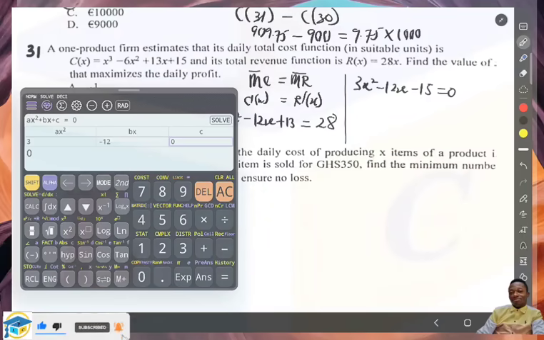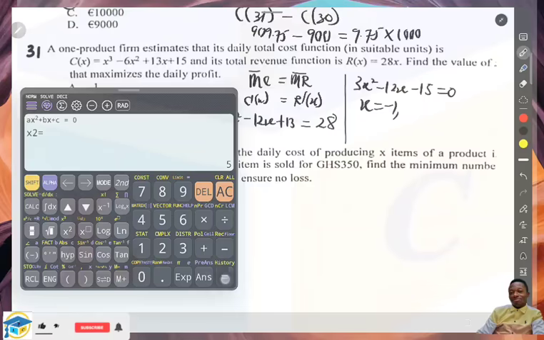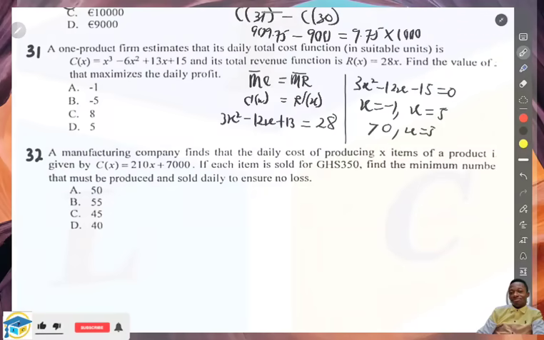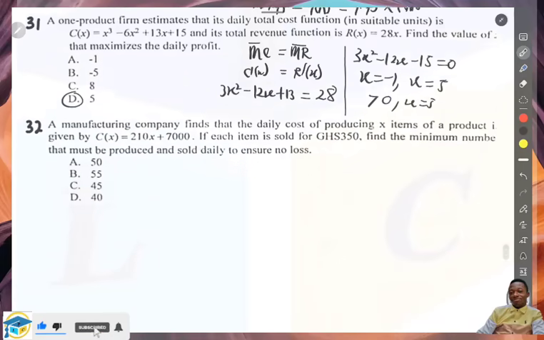Sorry. Negative 15. So we have our x1 to be equal to -1 and our x2 to be equal to 5. But we know that the coefficient of x in the cost function and even the revenue function is greater than 0. So therefore, we'll say that x should be equal to 5. So at the production level of 5, we're able to maximize our daily profit where the marginal cost is equal to marginal revenue. So the value of the output where we maximize daily profit should be equal to 5. And that should result to option D. So let's take note of that.